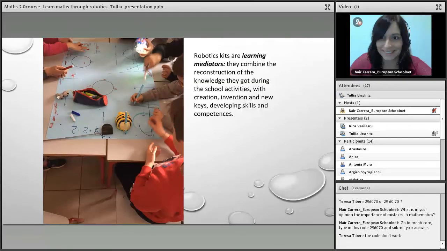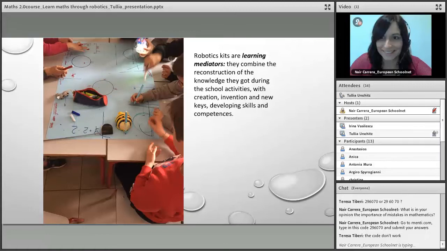Of course, there are some learning mediators, because if the robot fails, it seems that it's not the student who is failing, but they can help them to discover, through programming and through the results they can see, if the things that they were thinking about the problem were right or not.